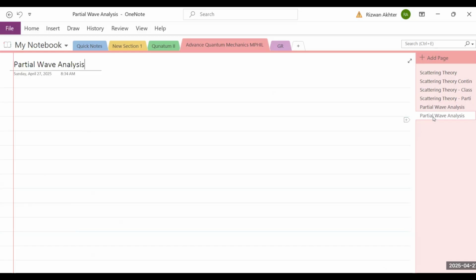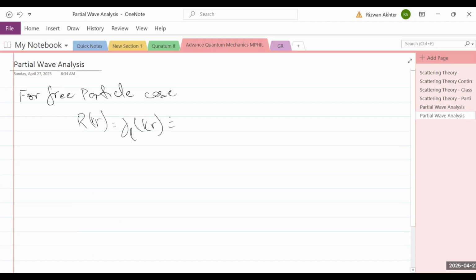So let's say for the free particle case, that is without the scattering center, the radial wave function R of r is equals to, in fact this is kr, which is equals to j sub l of kr, which is approximately equals to, हमने वहां पर साइन लिया था, यहाँ पर हम कॉस ले रहे हैं, just to differentiate between the two, because there would be a phase shift.